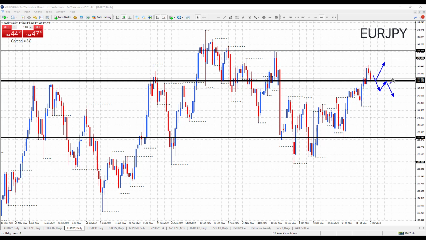We are getting very high up here, so watch 144.26 to 144.15. Does that area hold as support for a move higher next week, or do we break back below?